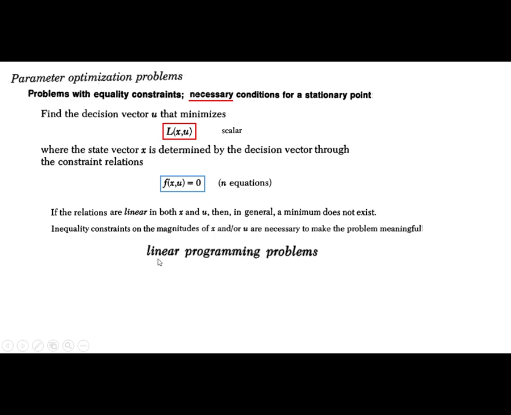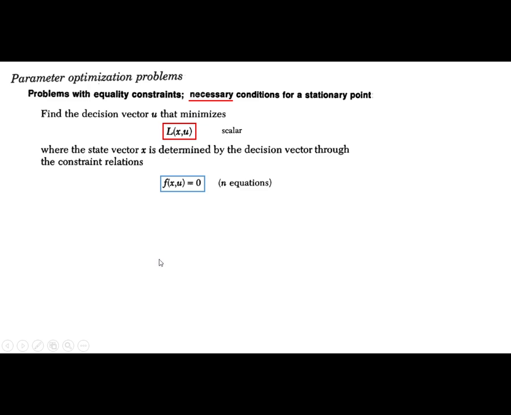Now, let us assume that we have some nonlinearities in the function capital L or the constraint functions f, or both. These nonlinearities, of course, don't ensure that a minimum exists. As stated previously, a stationary point is found when the first derivative of the index function is equal to 0, for some du, but now, we hold df equal to 0 as well.